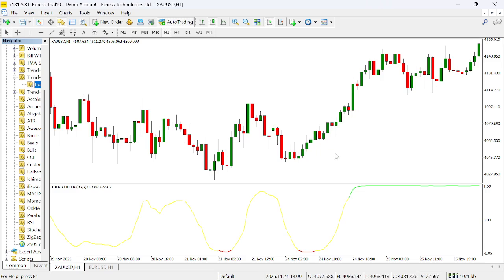The trend filter indicator is a technical analysis tool used to identify and filter out trends in financial markets, helping traders determine whether the market is in an uptrend, downtrend, or range-bound condition. By filtering out noise and focusing on the dominant market direction, the indicator allows traders to make more informed decisions and minimize the chances of entering trades that go against the prevailing market momentum.